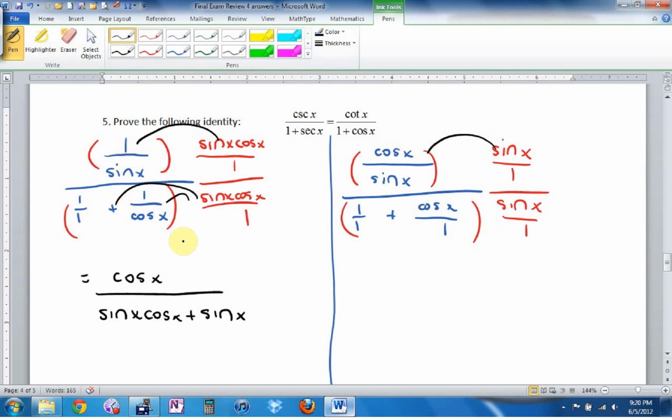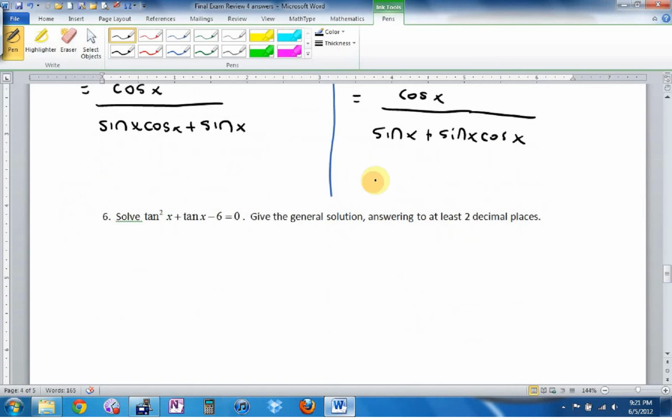Here a sine cancels, and I'm going to be left with a cos x on the top. On the bottom, I think I'm done. Nothing's going to cancel. If I multiply this out, I'll get a sine x plus a sine x cos x. Top matches, bottom has a sine and a sine cos, a sine and a sine. Wow! Question really easily done.